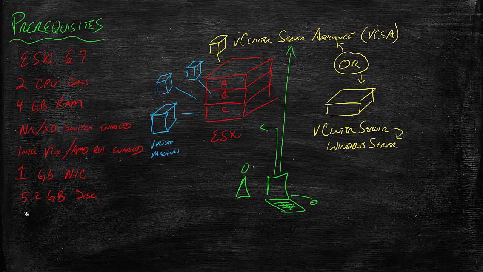If I was booting off USB, I could actually get away with as little as a 1 gigabyte disk, but typically I actually recommend you go ahead and have an 8 gigabyte disk because it uses something called a scratch disk, and it's great to have those in place.